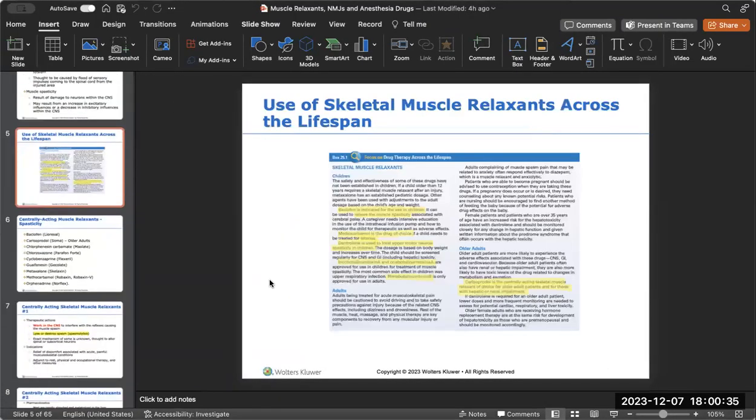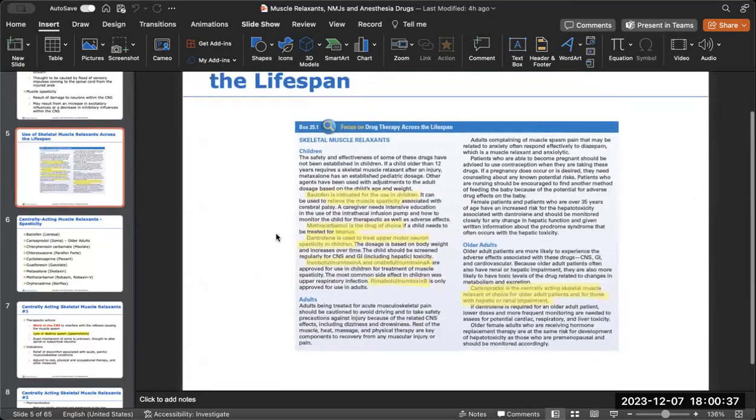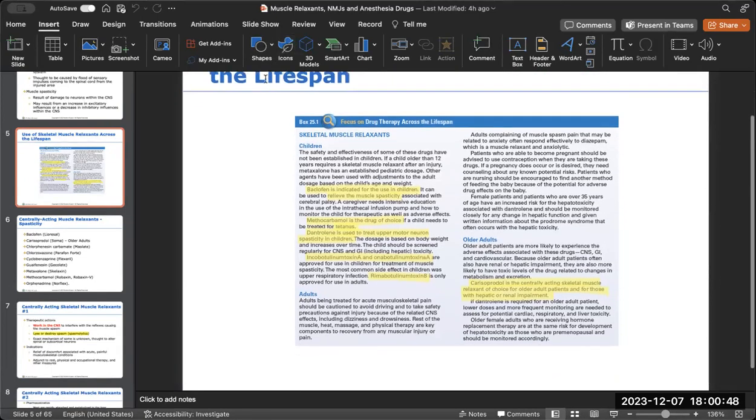Now, I highlighted some of the important drugs that we're going to be talking about. For children who have muscle spasticity, let's say they have cerebral palsy, we would like to give them baclofen, which is a muscle relaxant. There's also methocarbamol, which is a drug of choice if the child has tetanus, which is muscle spasms. Dantrolene is used to treat upper motor neuron spasticity in children. And we have these botulinum toxins, which are also used for treatment of muscle spasticity.